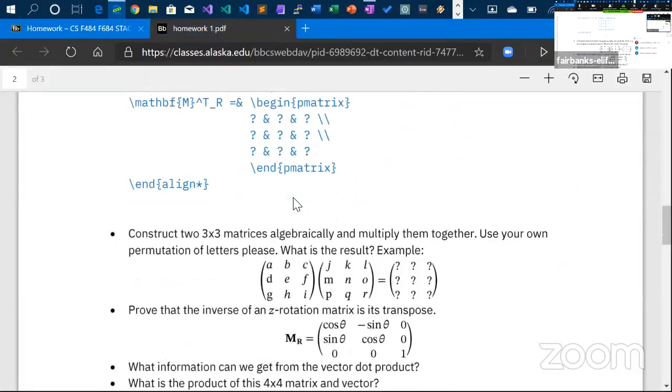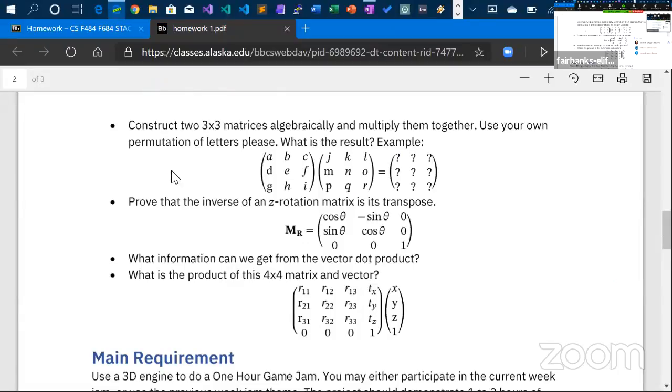Okay, so basically for the questions, I just want to get a feel for your ability. So I wanted to do a 3x3 matrix multiplication. Take the letters and scramble them up. So don't do A, B, C, D, E, F, G, make your own mix and then multiply those and do that arithmetic there. And then we're going to go over this today.